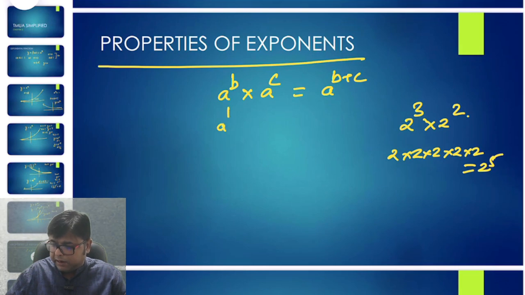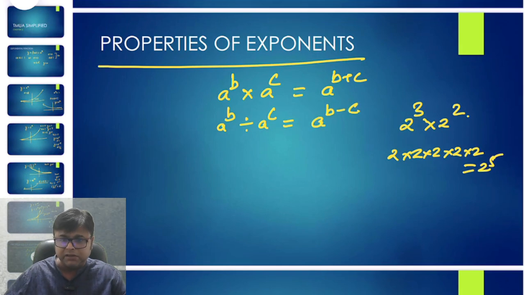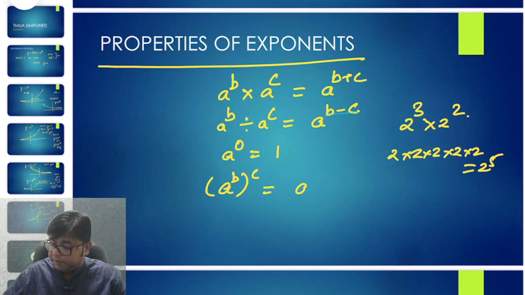But yes, they are taught to us in a manner which says it's a property. If a to the power b is divided by a to the power c, it becomes a to the power b minus c. Same logic. Any number to the power 0 is 1, that we have already covered. That is something which you need to know. Then a to the power b to the power c can be written as a to the power bc.